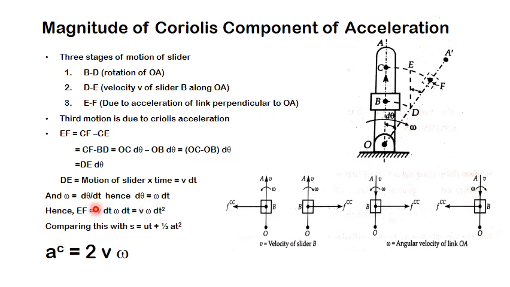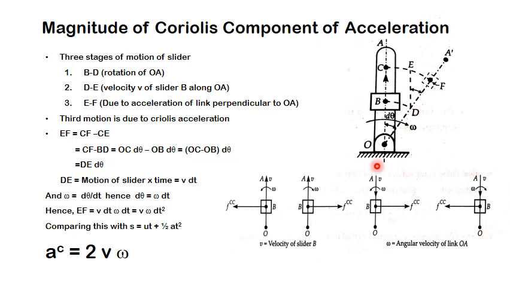Now comparing this above equation, EF is equal to v omega dt square, with s is equal to ut plus half at square. This is a common kinematics equation where you can assume u is equal to 0, the initial velocity is 0, so the ut will cancel, s is equal to half at square. So when we compare this equation with this equation, I conclude that the Coriolis component of acceleration is 2v into omega. So that's how I have arrived at the expression for Coriolis component of acceleration.